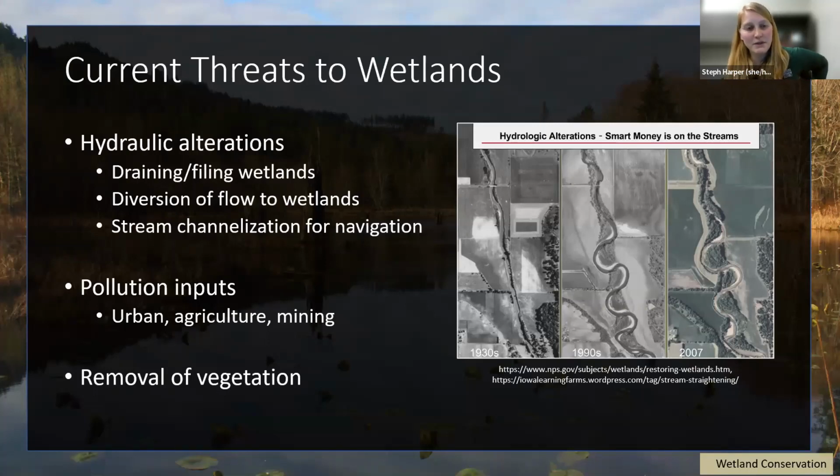The other thing that we still see today is pollution, from urban centers to agriculture, even mining. I worked in a mining area of Pennsylvania, and that's definitely still a threat today in our country. And then, of course, removal of vegetation.